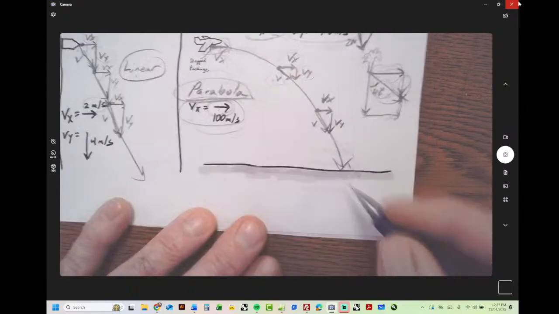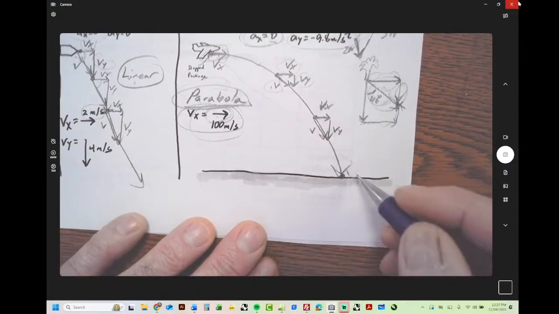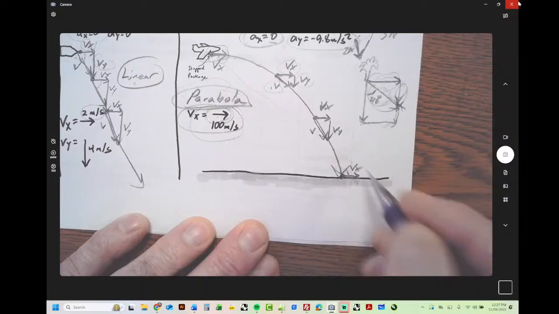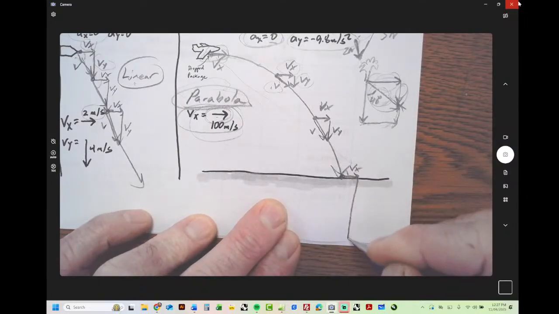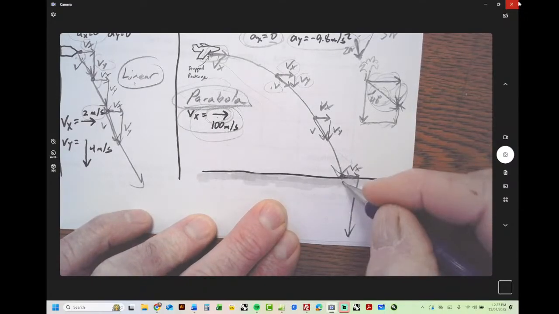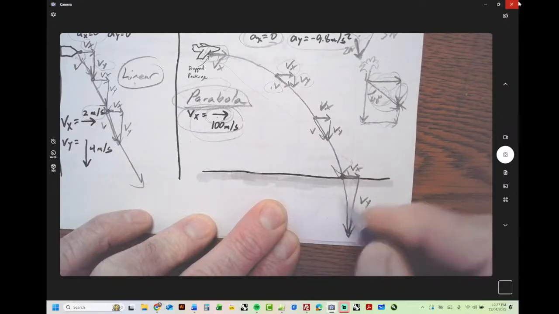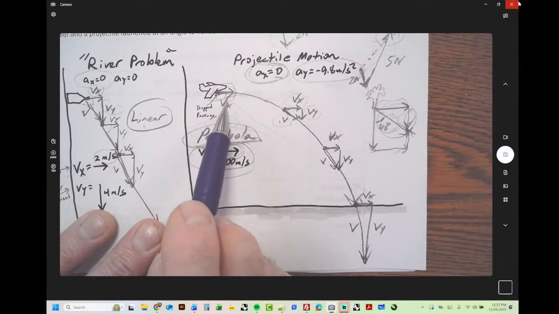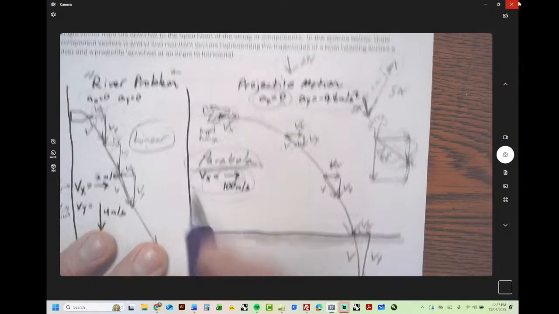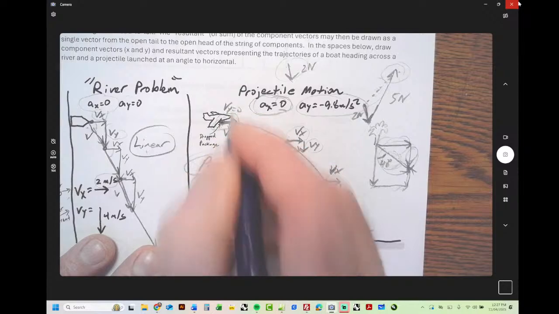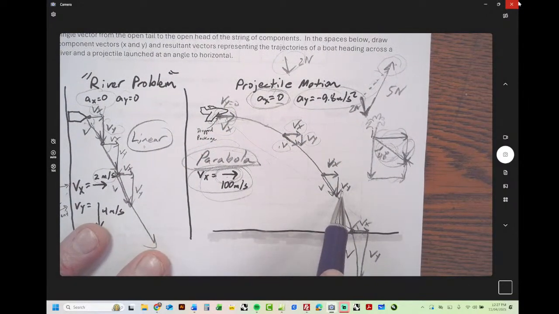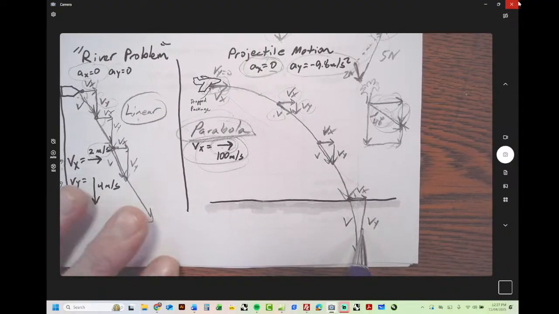And I'm going to do one last one. I'm going to do it right down here at the ground, right before it hits. So vx is still pretty short, but now vy is really long. And v is like that. So here there's no vy. I could just write vy equals 0. Here vy is kind of short and downward. Here vy is longer and downward. Here vy is even longer and downward.